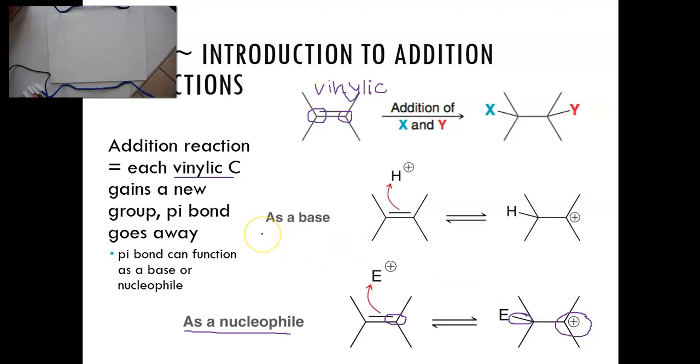Now, our pi bond can also act as a base. And as I've talked about, a base is just a specific type of nucleophile. It's a nucleophile that bonds to hydrogens. And we know a lot of nucleophiles can act as bases, and pi bonds fit into that group as well. So here our pi bond is bonding to that hydrogen, and our vinylic carbon is forming that bond to the hydrogen, and then our second vinylic carbon is gaining that positive charge.